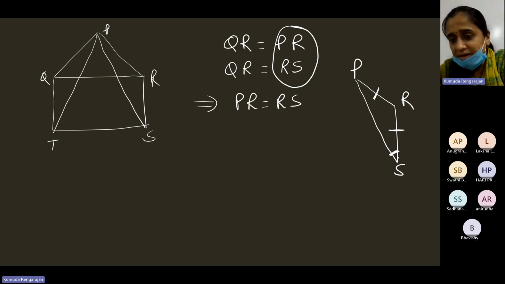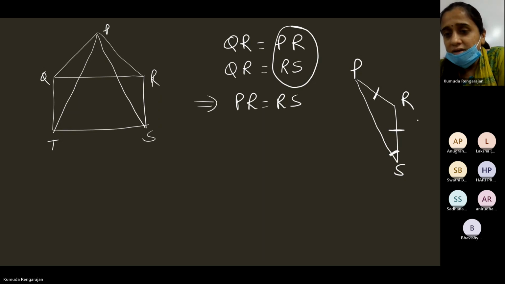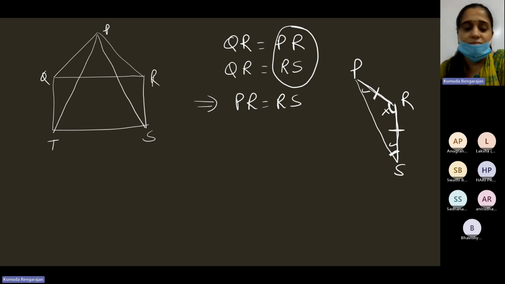So in this triangle PRS, we are not simply writing PR is equal to RS. We have justified it, we have proved it. So in a triangle, when two sides are equal, the angles opposite to them are also equal. Isosceles triangle property. In this triangle, these are the two equal sides. They contain this angle, so you leave that angle. The remaining two angles are equal.